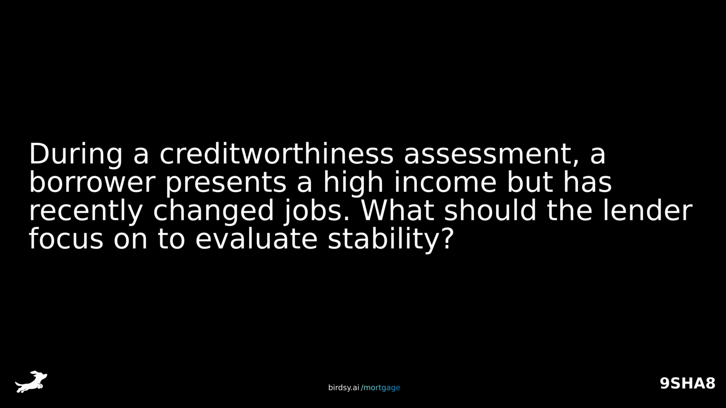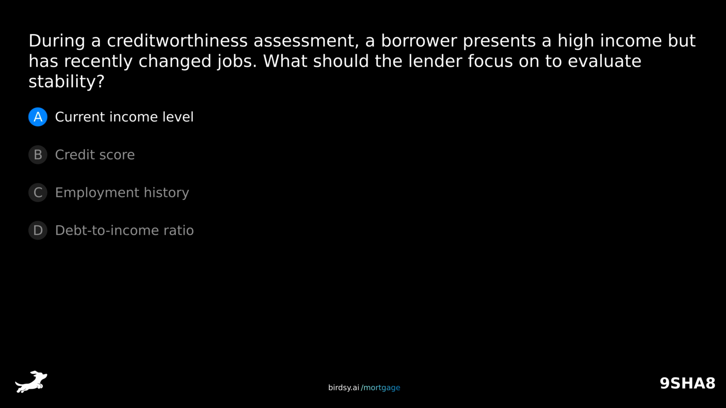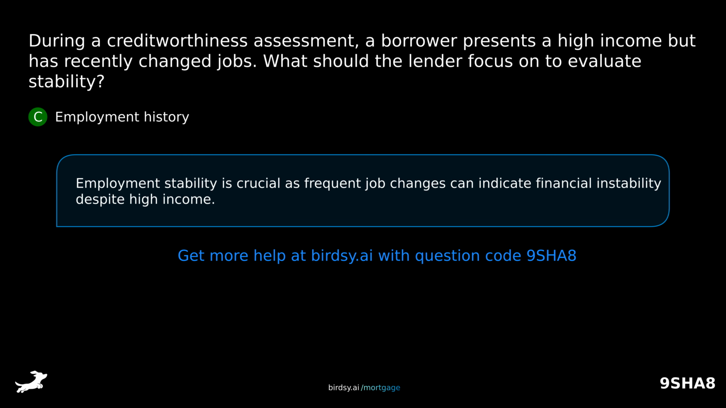During a creditworthiness assessment, a borrower presents a high income but has recently changed jobs. What should the lender focus on to evaluate stability? Is it A, current income level, B, credit score, C, employment history, or D, debt-to-income ratio? The answer is C, employment history. Employment stability is crucial, as frequent job changes can indicate financial instability despite high income.